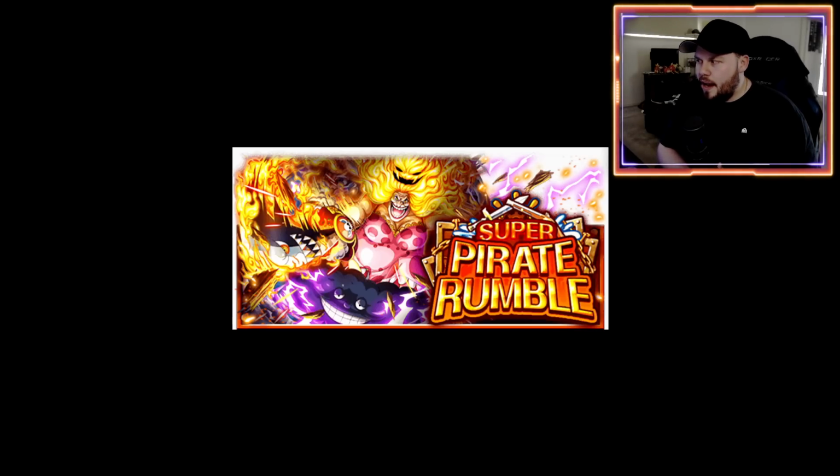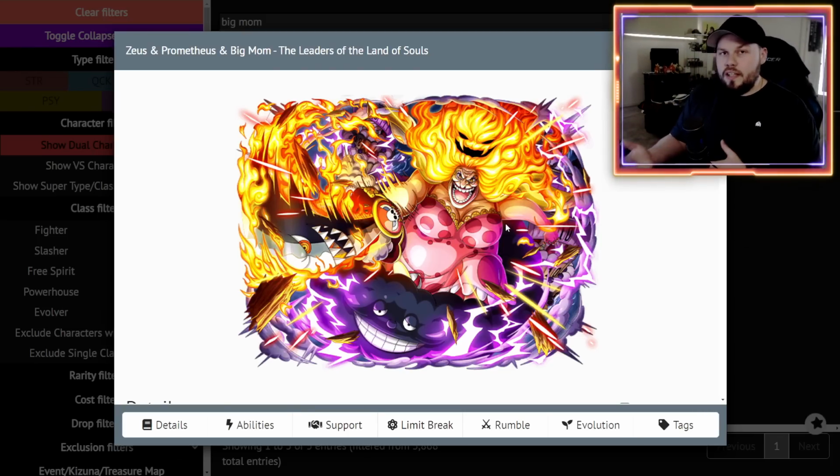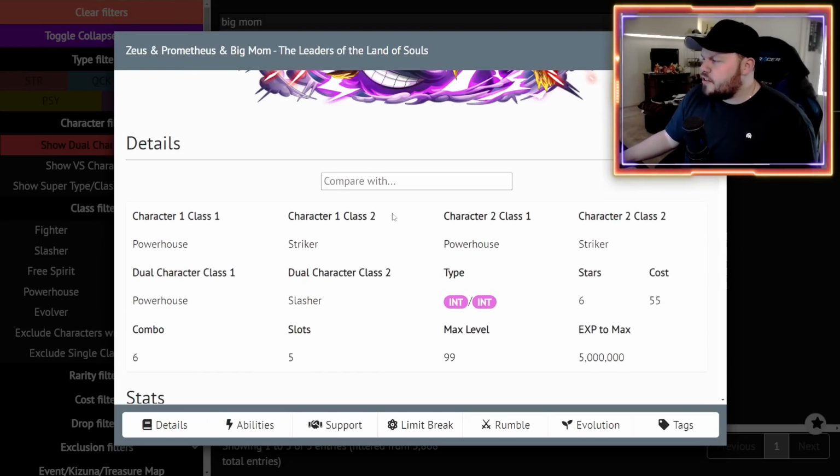But let's go ahead and talk about what this Big Mom currently does and what we could see moving forward into the future. So once again, we're on the database to talk about V2 Big Mom, which is actually called Zeus, Prometheus, and Big Mom, and it is a dual unit where one side is Zeus and Big Mom, and the other one is Prometheus and Big Mom. This character is interesting in the fact that one side is Striker, and then when you combine into the dual form, it's a Slasher instead.